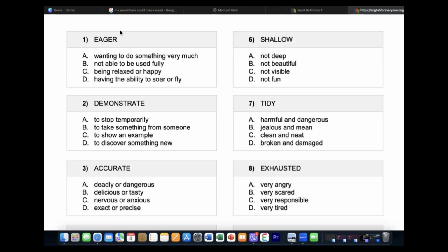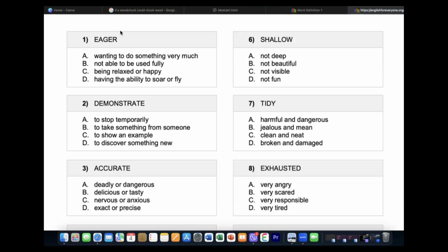For example, Ron is eager when it comes to playing guitar. So it's eager to learn. He's eager and curious to understand people, to get to know people or something. So eager. And the second one, to demonstrate.